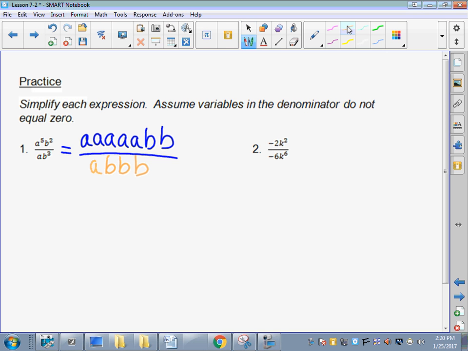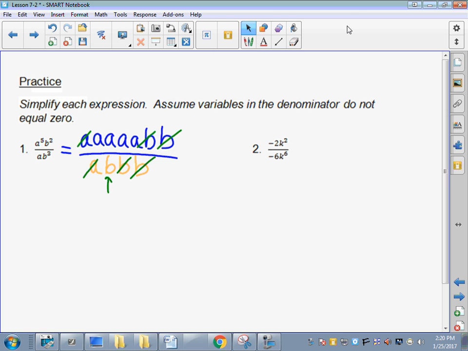So that means I can start crossing things out in pairs. So an a from the numerator with an a from the denominator. I don't have any more a's in my denominator, so I can't cross any more out. So I'm going to go to b's. I can cross out a b with a b, another b with a b, and this other b that's sitting here is left. There's no other one for it to cross out with.